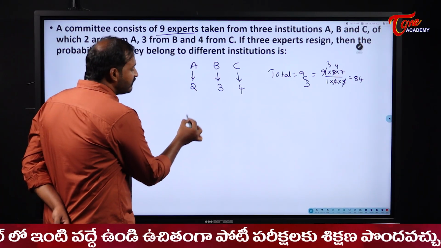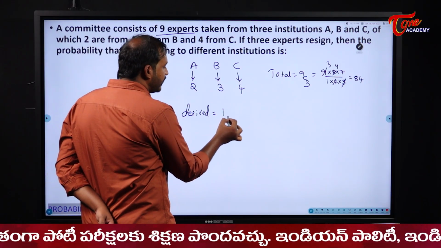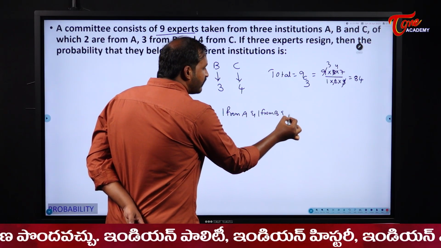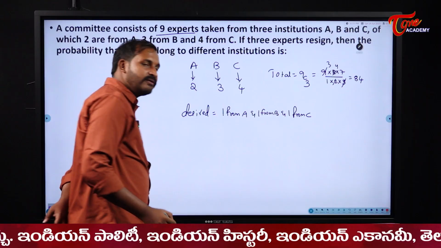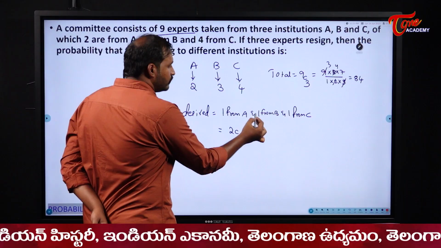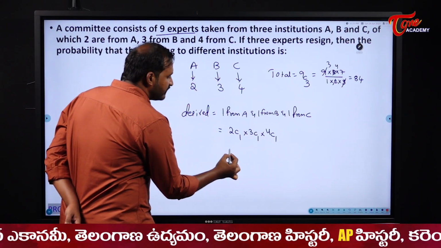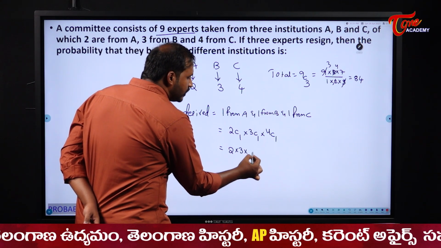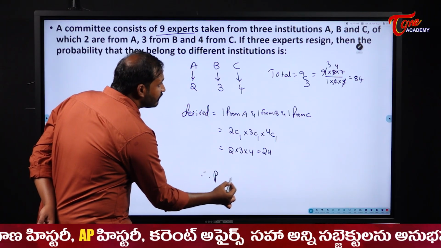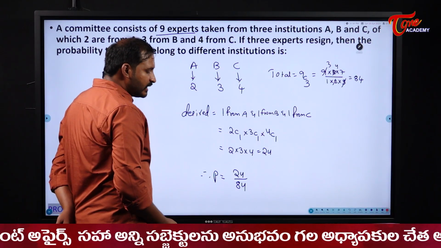Now what is the desired one? The resigned people should be 1 from A, 1 from B and 1 from C. So 1 from A, 2C1, into 1 from B, 3C1, into 1 from C, 4C1. So it becomes 2 into 3 into 4. 2 threes are 6, 6 fours are 24. Therefore, the probability will become what for us here? 24 by 84.